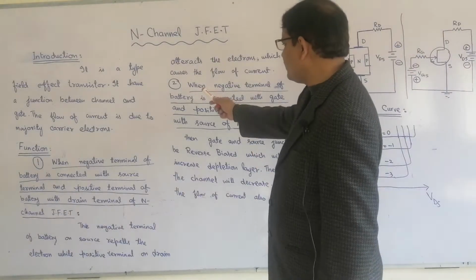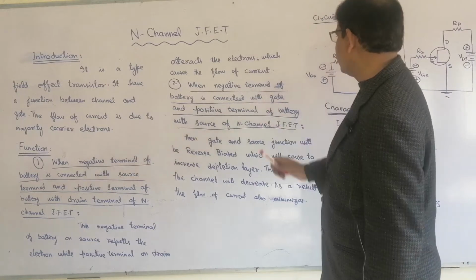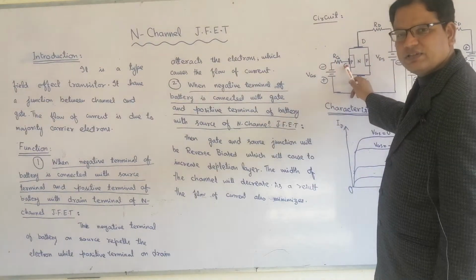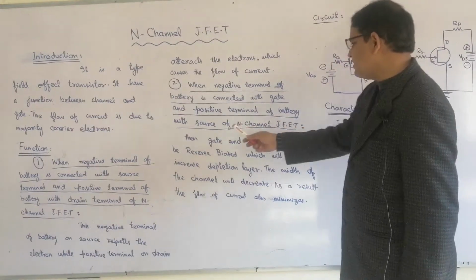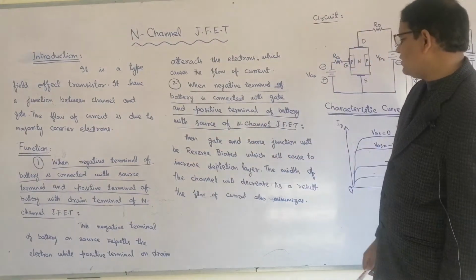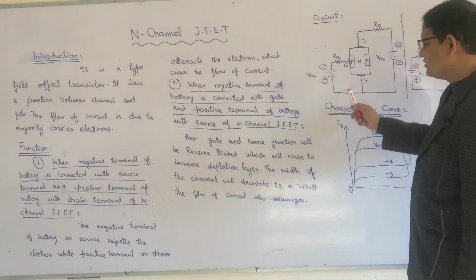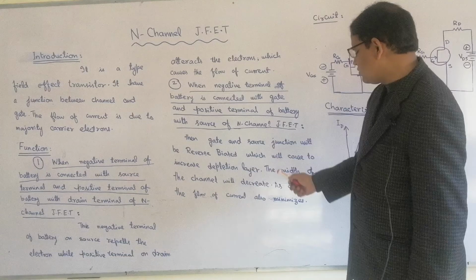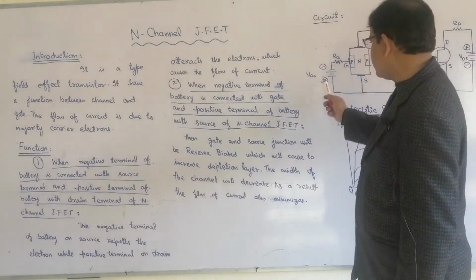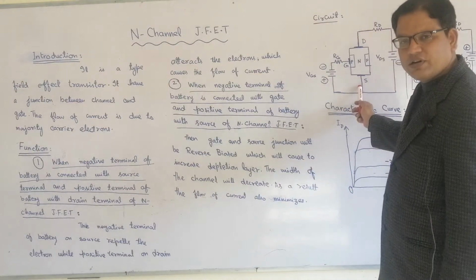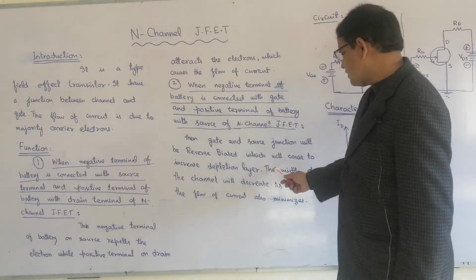Next, what will happen in the second stage? When the negative terminal of the battery is connected with the gate, and the positive terminal of the battery with the source of the JFET, junction field effect transistor. Look at it, it's very clear. Then the gate and source junction will be reverse biased, and the gate and source junction is right now in reverse bias condition, and this is in forward bias condition.